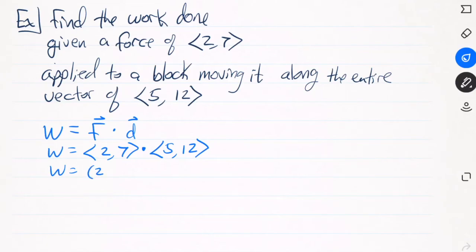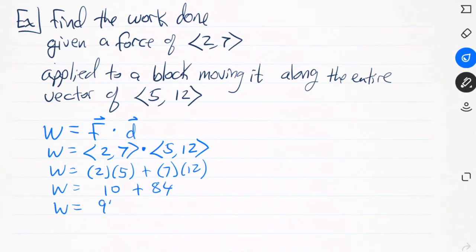This becomes 2 times 5 plus 7 times 12, which becomes 10 plus 84. So the work done is 94, and then let's make a few assumptions that this is measured in pounds and this is measured in feet. Then this would be a foot-pound. So 94 foot-pounds of work is the result of pulling something with a vector of 2, 7 along a vector of 5, 12. So it's an easy calculation.